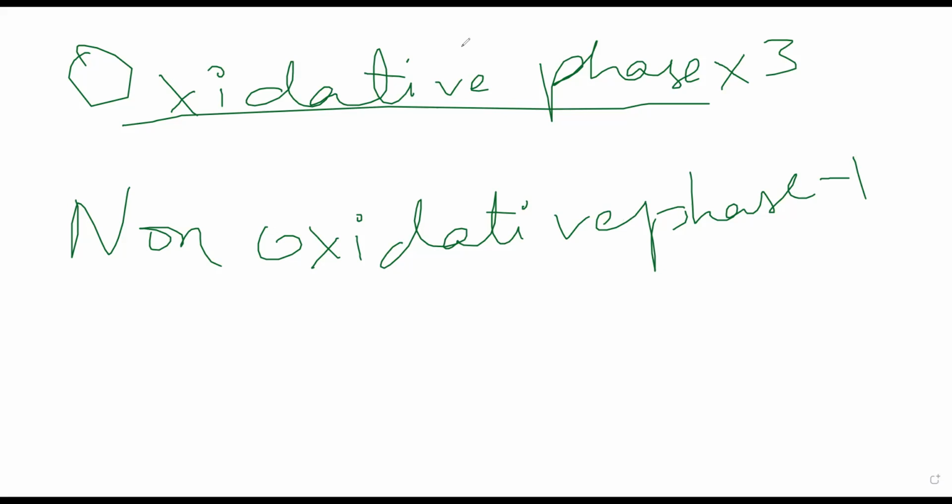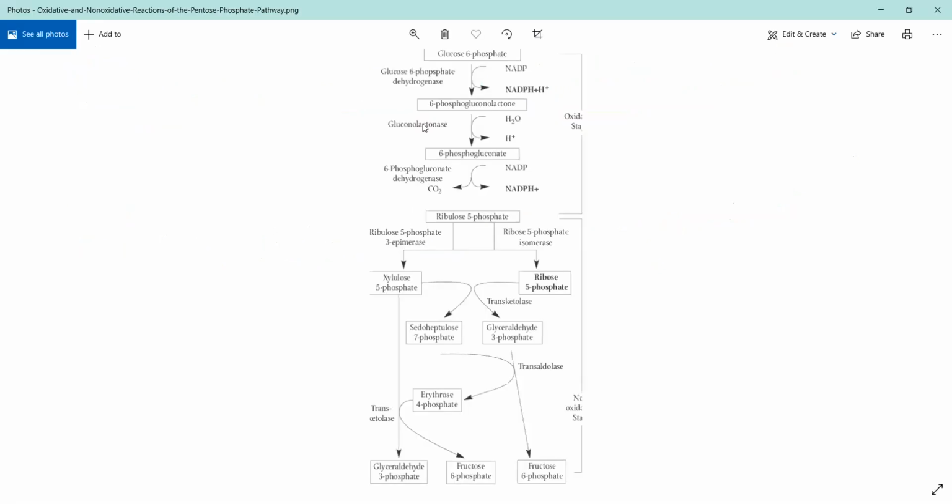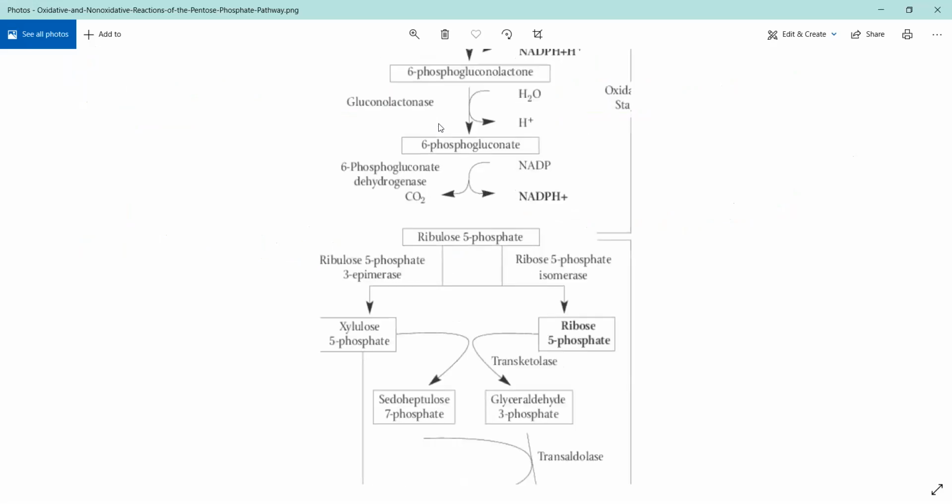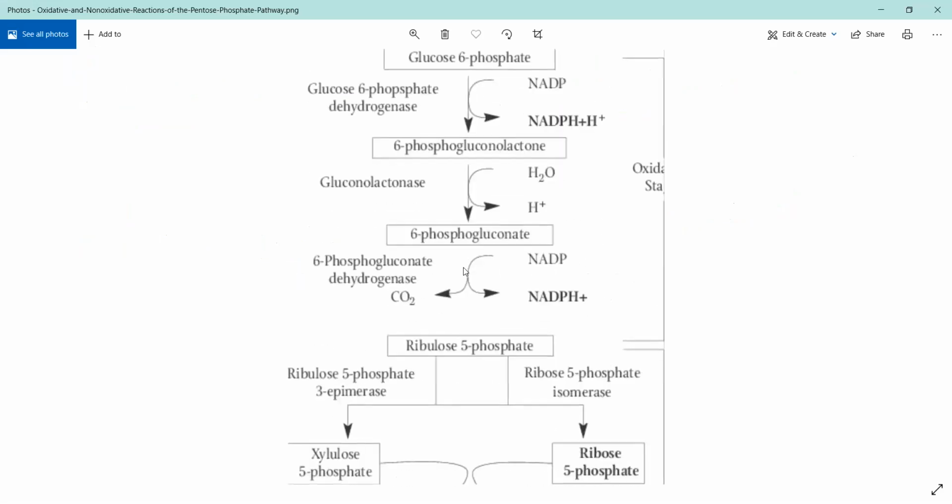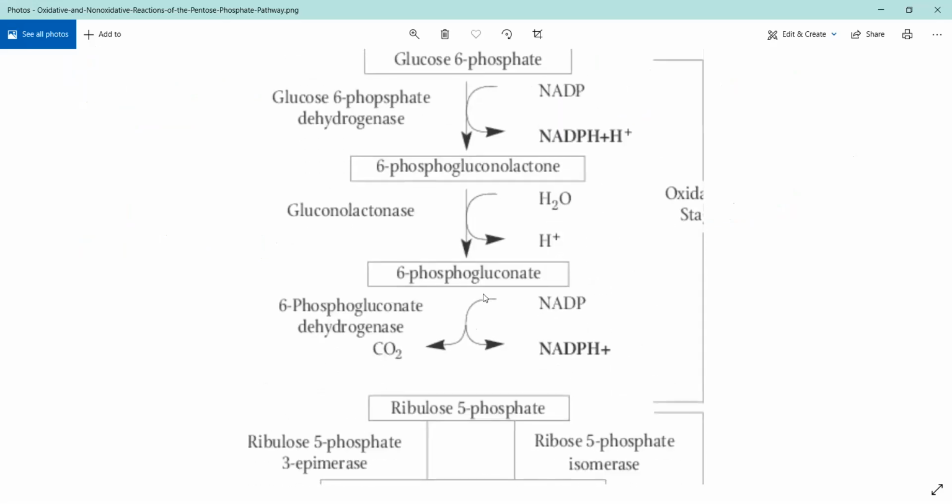All right. Now, coming to the reaction itself, please feel free to stop me at any time if you're not understanding anything or if you want me to repeat anything. Okay. We'll concentrate on the oxidative phase first. This is the oxidative phase, from glucose 6 phosphate to ribulose 5 phosphate. The reaction of the HMP shunt pathway starts with glucose 6 phosphate. From here to ribulose 5 phosphate is the oxidative phase.